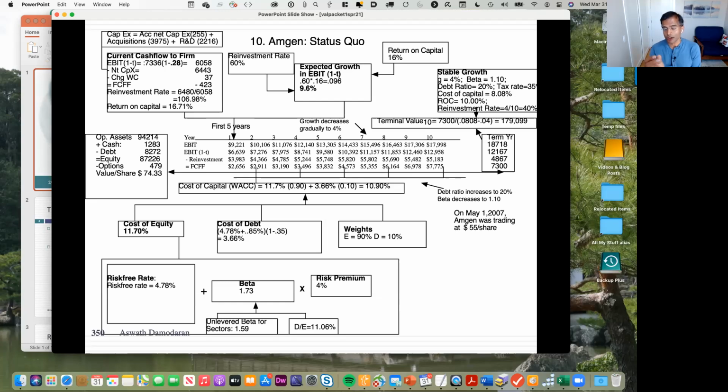Those of you who use my spreadsheet know one of the items I ask you is, do you want me to capitalize R&D? If you say yes and fill in the lines, I do this for your company. So I do what I did with Amgen. The value I get is 74. The stock was trading at 55. So based on my valuation, Amgen looks cheap, right?